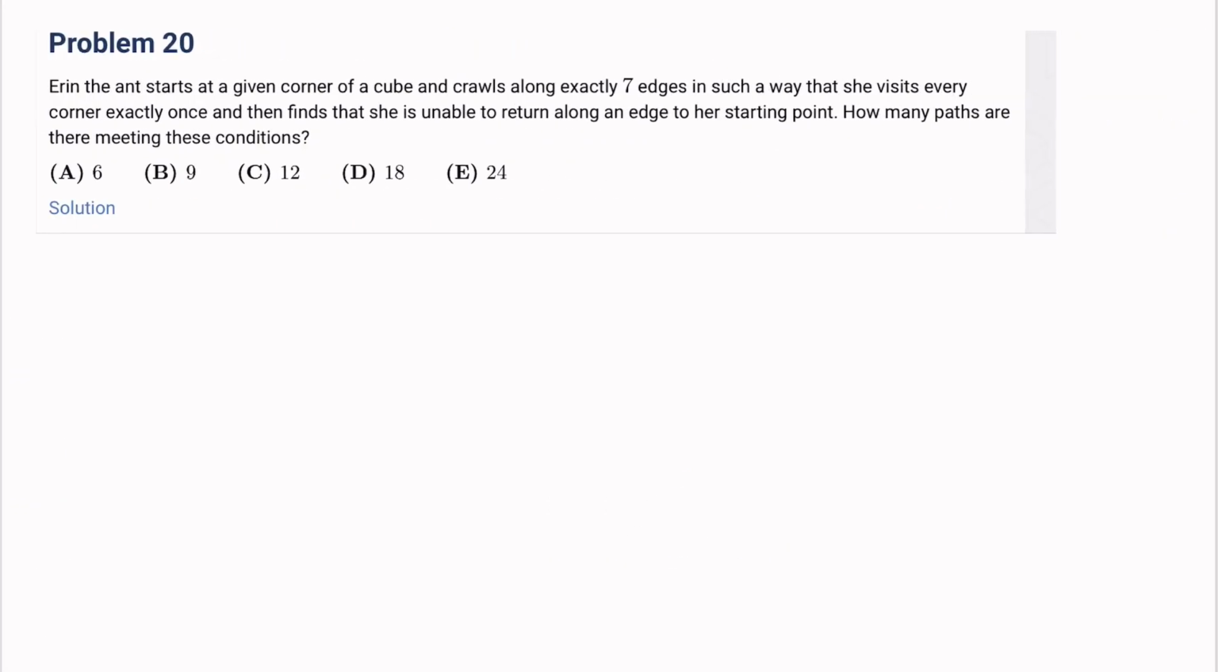Problem number 20. Erin the ant starts at a given corner of a cube and crawls along exactly 7 edges in such a way that she visits every corner exactly once and then finds that she is unable to return along an edge to her starting point. How many paths are there meeting these conditions?